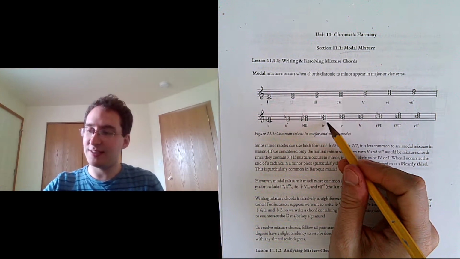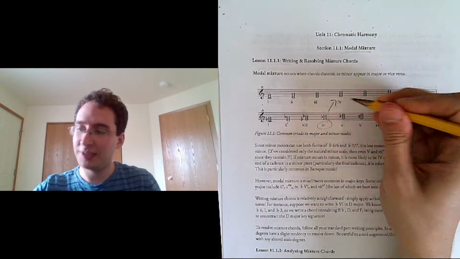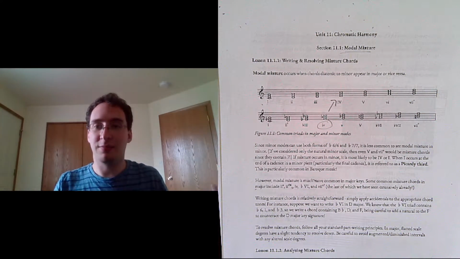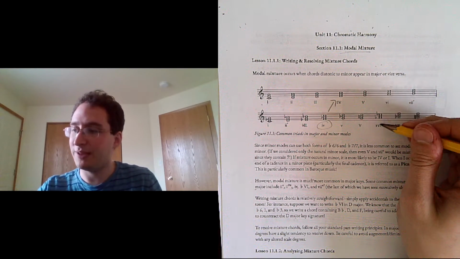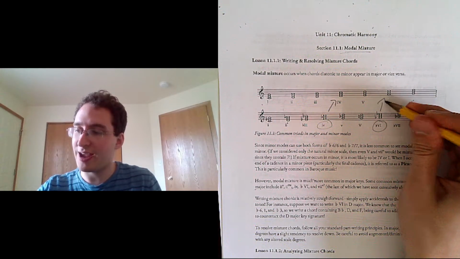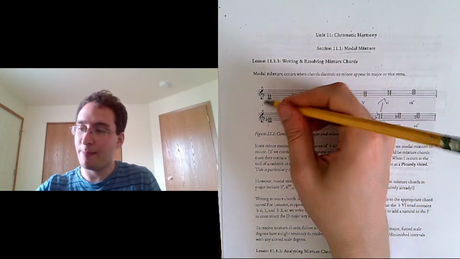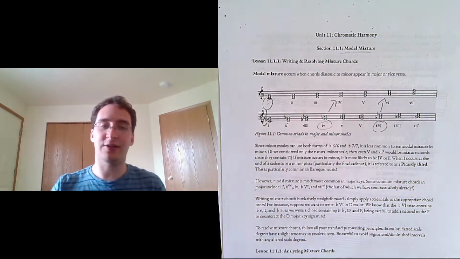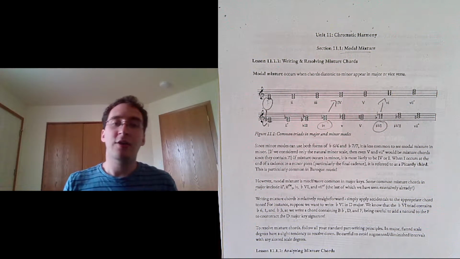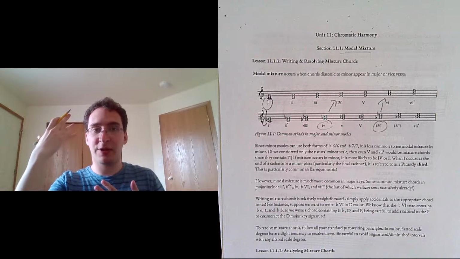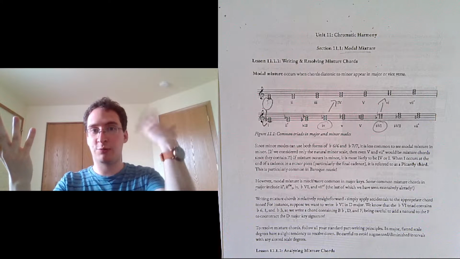But what happens if you have a minor 4 chord in major? Well, that would be modal mixture. What happens if you have a flat 6 major triad in major? We would call that modal mixture. What happens if you have a major 1 chord in minor? That would be modal mixture. So we have these chords that we're familiar with in major. We have these chords we're familiar with in minor.